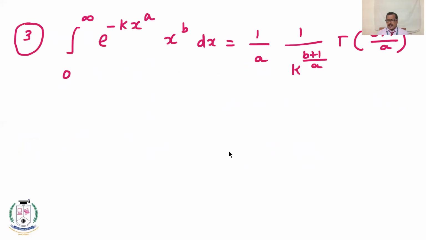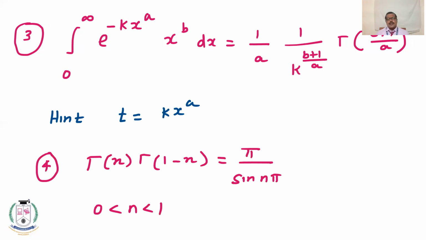The next generalized gamma function, or the generalized value of gamma function, is integral from 0 to infinity of e power minus k times x power a, into x power b dx, the value of which is 1 by a into 1 divided by k power b plus 1 by a, gamma of b plus 1 by a. And this result can be derived using a suitable substitution of t is equal to k x power a. By substituting this, we get this result.